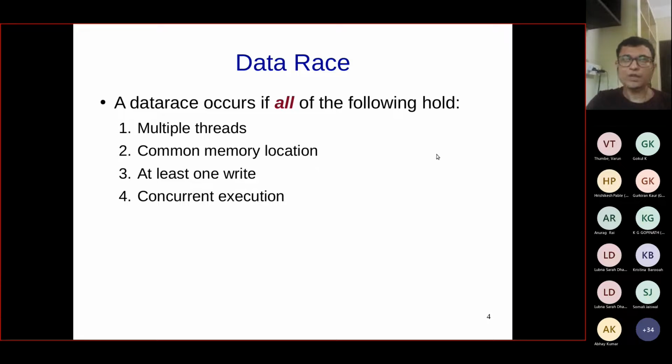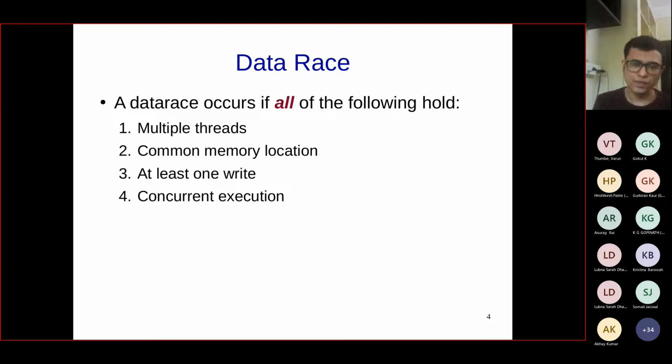Even if you remove any one of these four conditions, the data race will not occur. So all these four are necessary conditions for the data race. So we understood that these four are the necessary conditions for the data race to occur.